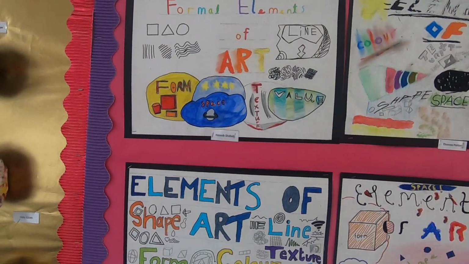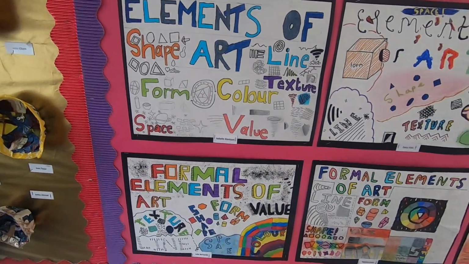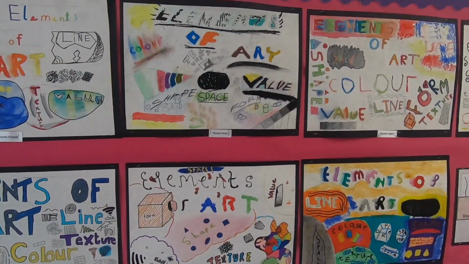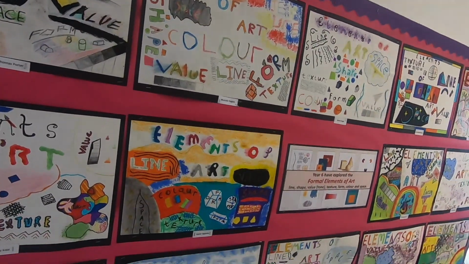Year 6 looked at the formal elements of art and then made these colourful pages incorporating all of those formal elements onto each page: line, shape, value, texture, form, colour and space.